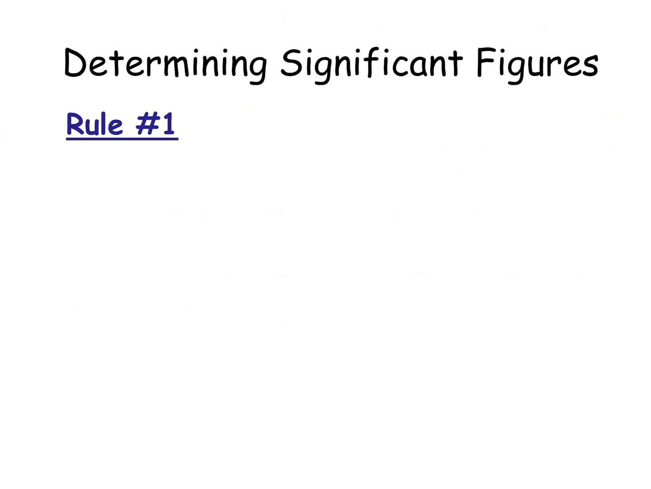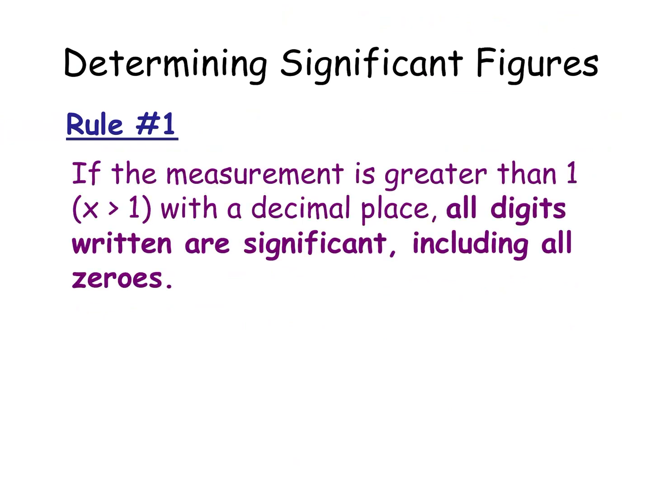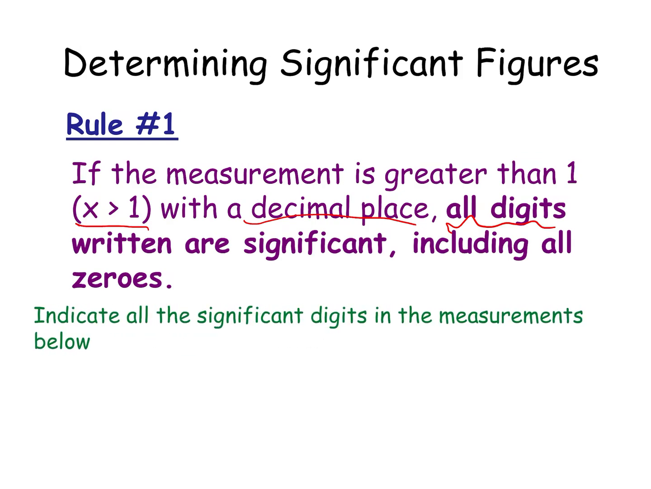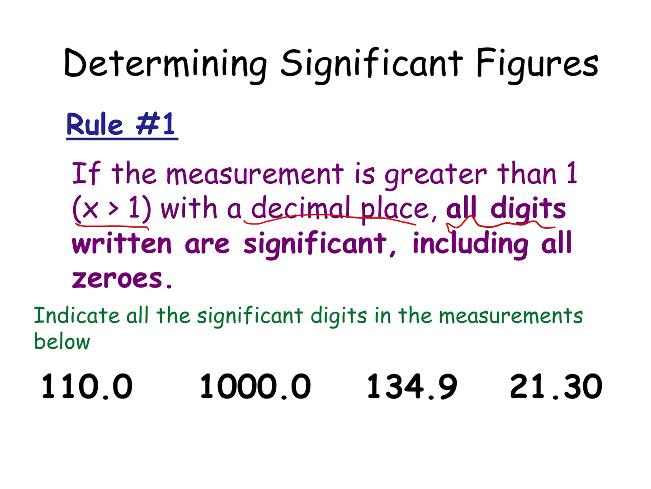So the first rule is if the measurement is greater than 1 and contains a decimal place, all of the digits written are significant, including all zeros. So here are some numbers. Indicate all of the significant digits in the measurements below. So let's take a look at the first number, 110.0. So right away I know it's a number larger than 1 and it contains a decimal place, which means 1, 2, 3, 4. There are 4 significant figures in this number.